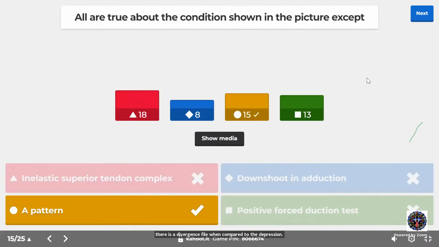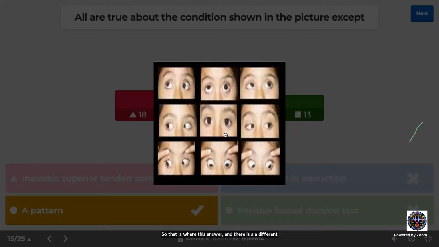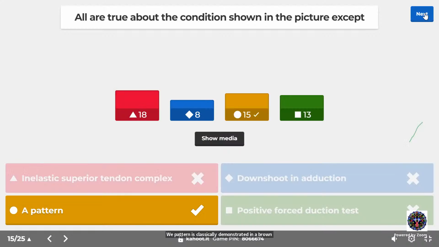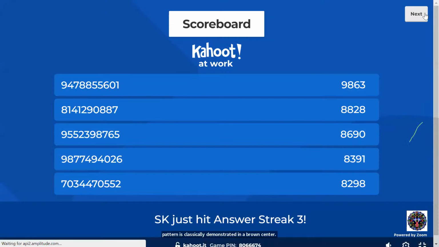The differential diagnosis for this Brown syndrome is an inferior oblique palsy, because the inferior oblique acts as an elevator in adduction position. So the main differentiating feature between a Brown syndrome and inferior oblique palsy is the pattern. So you should appreciate the pattern to diagnose it as a Brown syndrome or inferior oblique palsy. A pattern is classically demonstrated in inferior oblique palsy. V pattern is classically demonstrated in a Brown syndrome. That is the purpose of putting this question. Hope you are clear with the answer.